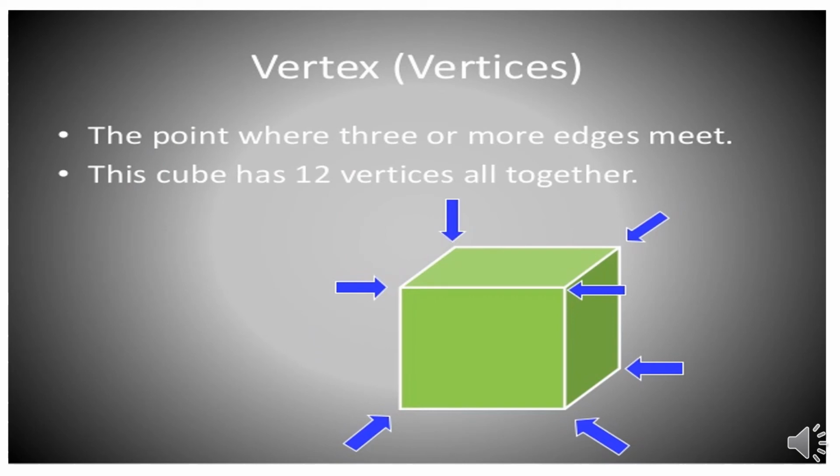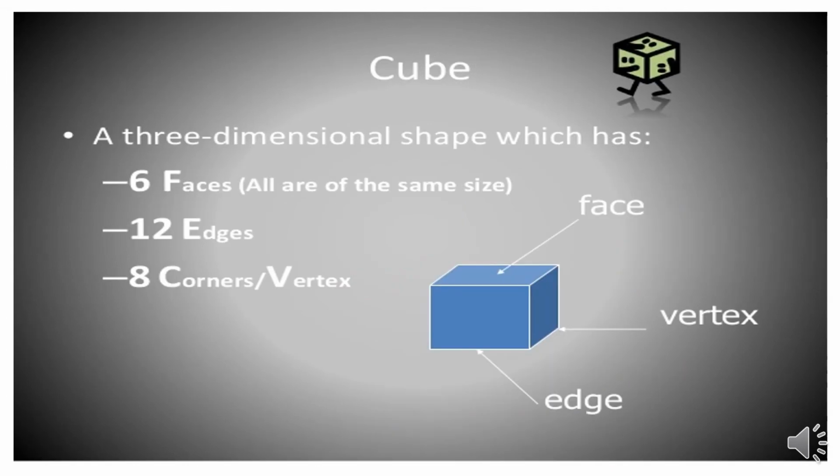Vertex or vertices, the point where 3 or more edges meet. This cube has 12 vertices altogether, right? Cube, okay, now we will move towards the next. First we will discuss about the cube now.